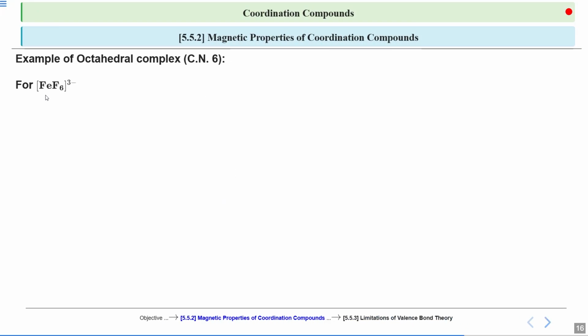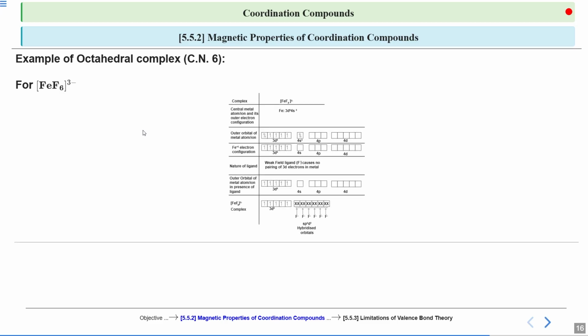Let's see another example for an octahedral complex, coordination number 6, which is [FeF6]3-. So for the complex [FeF6]3-, the central metal atom or ion is iron. Its configuration is 3d6 4s2.